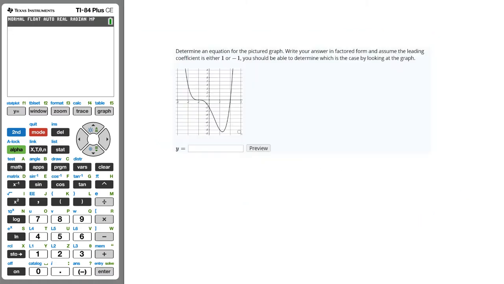Okay, this is problem 14. We want an equation for this function. We already know this x-intercept is at 2. And when we have an x-intercept, we immediately know that x minus that x-intercept is a factor.